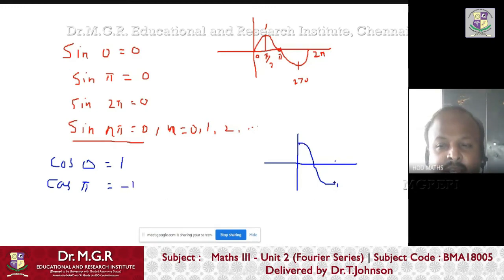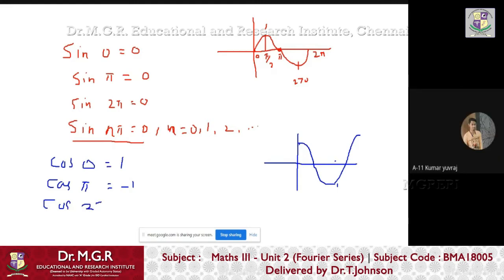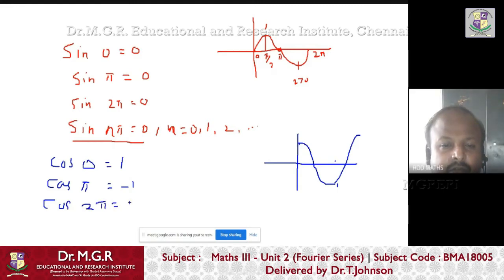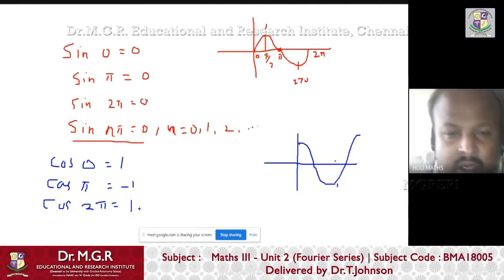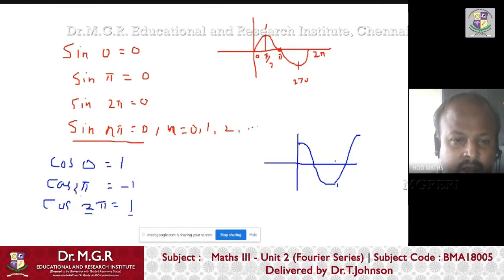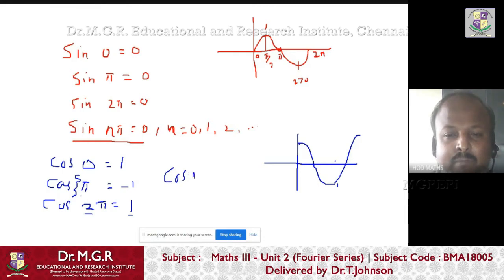Right? Again, if it goes to 360 degree, cos 2 pi, what will happen? 1, sir. Cos 2 pi is +1. So here you can see some alternation of 1 and -1. Cos pi, cos 3 pi, cos 5 pi, cos 7 pi are all -1. Cos 2 pi, cos 4 pi are all +1. So whenever n is even, it takes the value +1. Whenever this coefficient, whether it is 3 pi or 5 pi or 7 pi, is odd, it is -1. So this can be written in general as cos n pi.